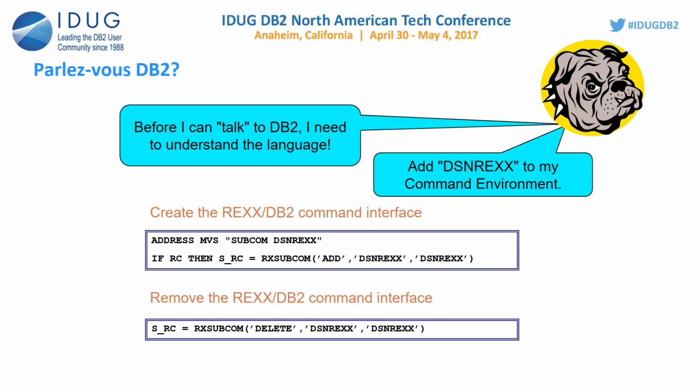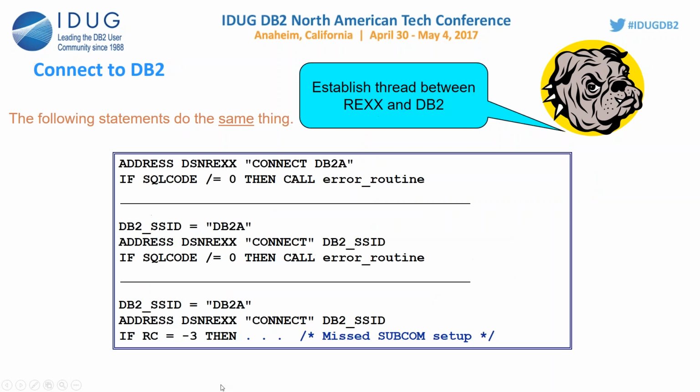So DSN REXX is the DB2 REXX interface, so I have to make sure it's there. These two lines of code put it there, and when you're done, you can remove the REXX interface at the end of your script. Again, we don't need to understand too much exactly what these things are doing, but they do have to be there. So in your housekeeping section, you need that there.